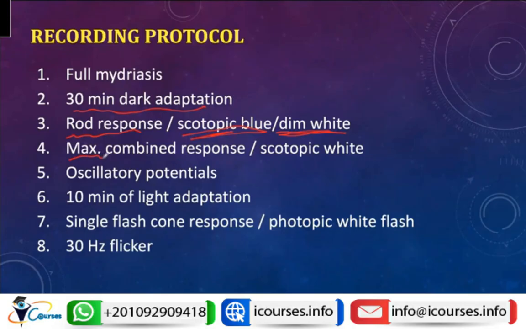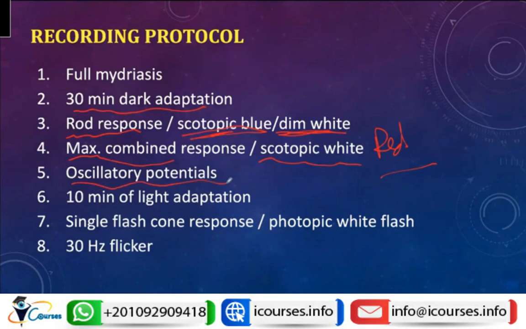Then we need to know what the maximum response is. Maximum response means that we are making the retina work at its full capacity. So we are stimulating the whole rods and the whole cones. This can be done while the patient is in dark adaptation. So we can use a scotopic white light, a white light presented to a dark adapted eye, or we can use a red light. The red light also can stimulate the cones since it has a long wavelength, and the rods will not respond to a red light.